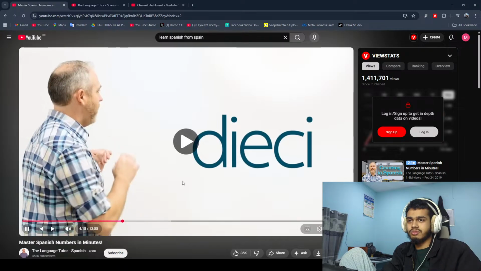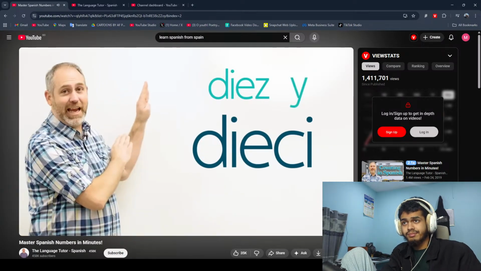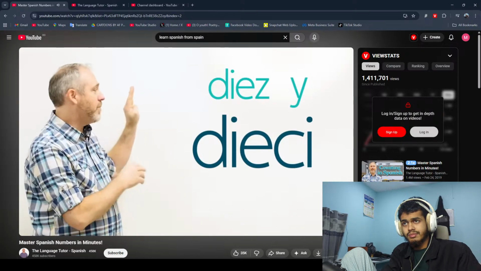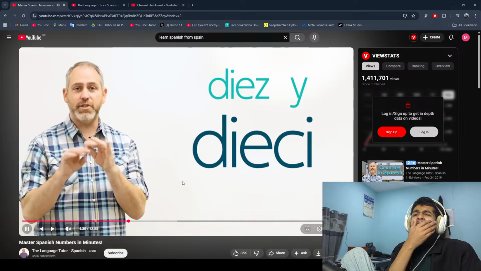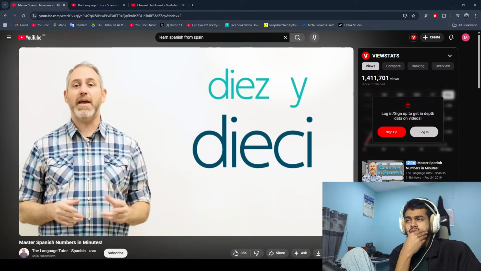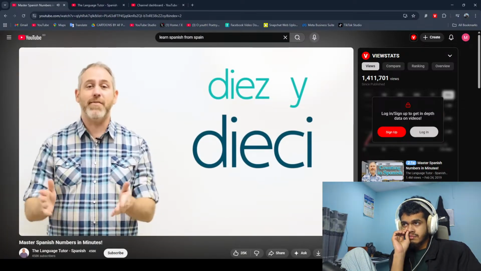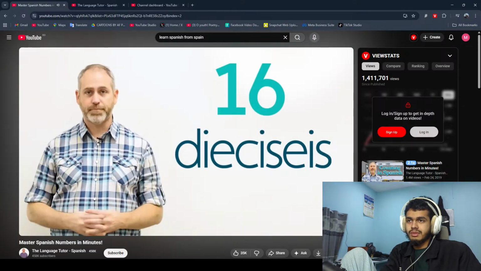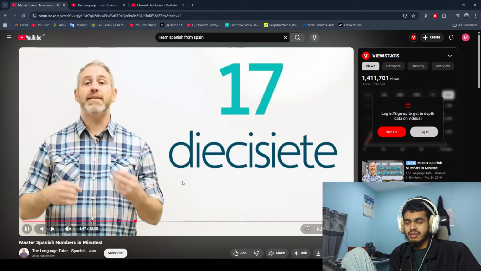If you sort of draw this out, DS is 10. And the letter Y means and. So you're really saying 10 and, but what happens is we combine them together. The Z is going to change to a C, the Y turns into an I, and we have DSC, but it comes out sounding like 10 and. So you're saying 10 and 6, 10 and 7, 10 and 8, 10 and 9. There you go. 16. 17.